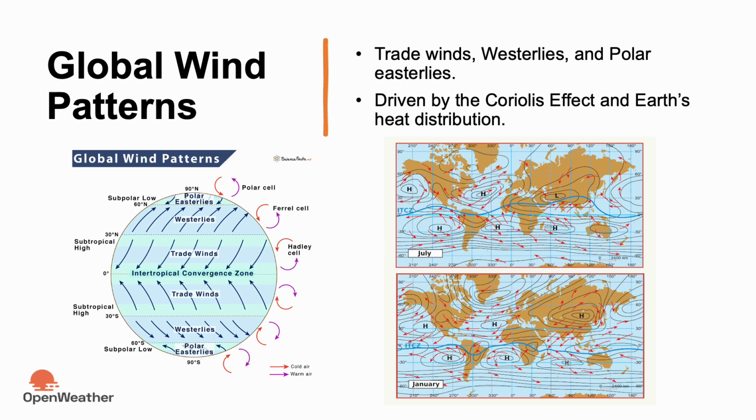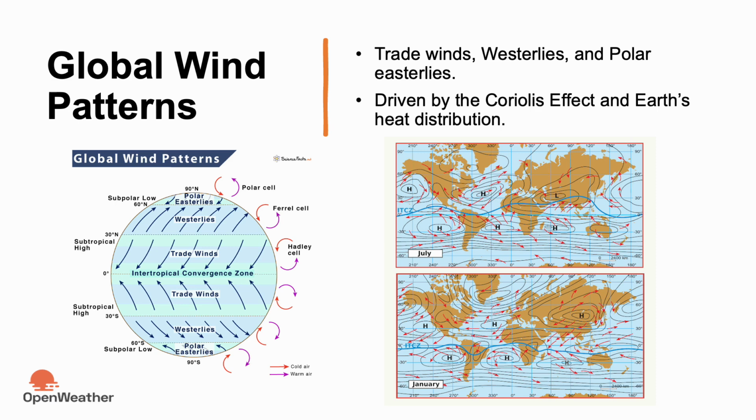Trade winds are steady, persistent winds that blow from east to west in the tropics, between approximately 30 north and 30 south. In the northern hemisphere, they blow from the northeast, and in the southern hemisphere, from the southeast. These winds are crucial for maritime navigation and play a key role in the Earth's heat distribution by moving warm tropical air towards the equator.